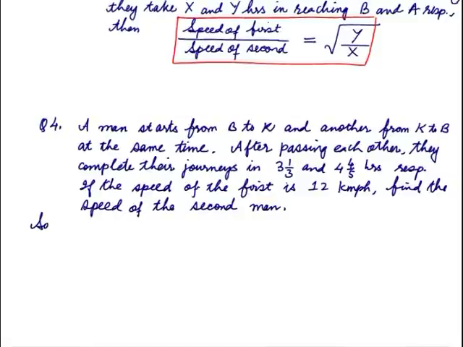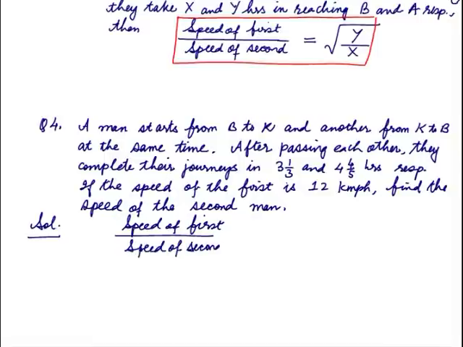Now it is very obvious that we can directly apply the formula that we have just studied. Speed of the first upon speed of the second is equal to under root y by x, where x and y are the times taken to reach the opposite end. So let's try to solve it. Solution. Speed of the first upon speed of the second will be under root 4 integer 4 by 5 divided by 3 integer 1 by 3.